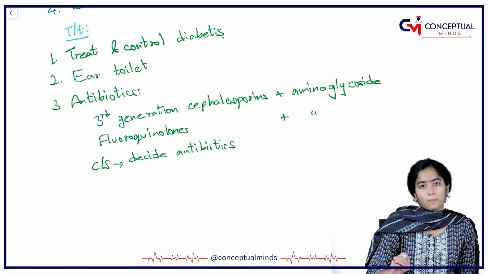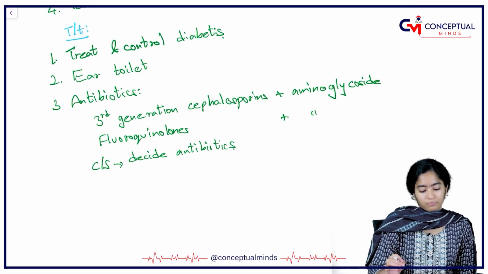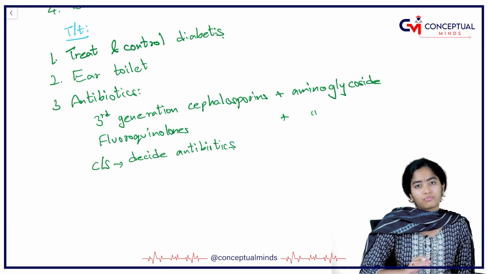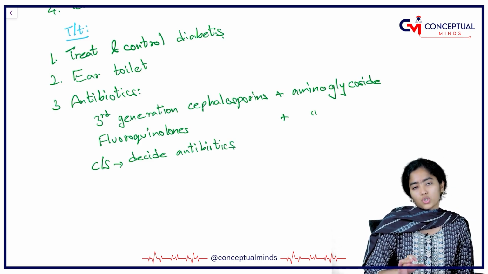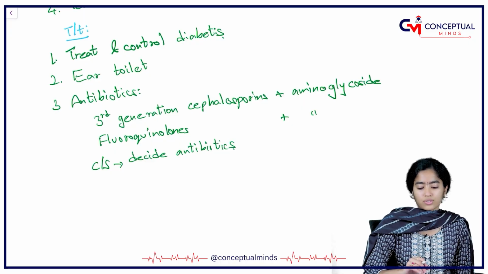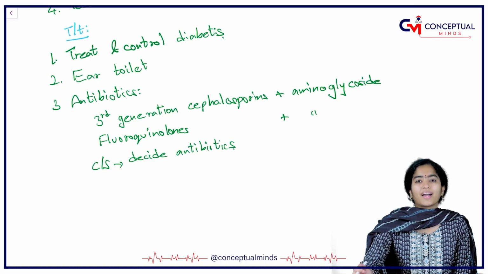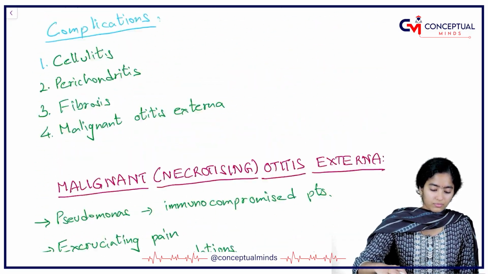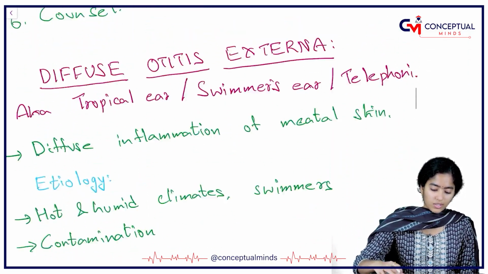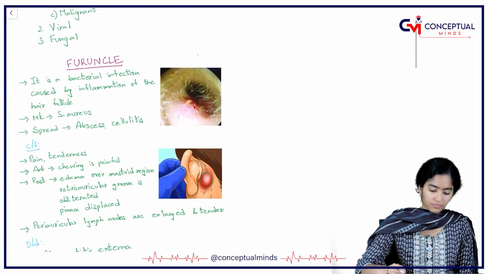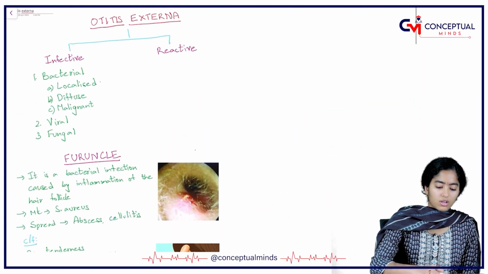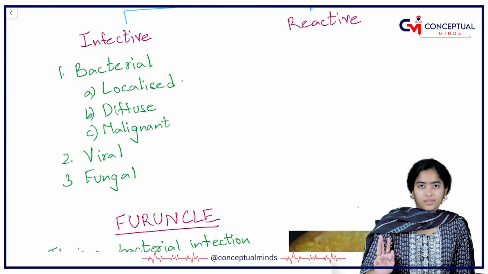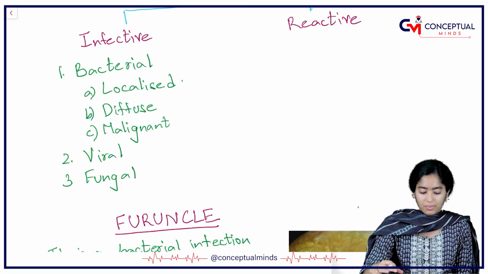So this is about malignant otitis externa, which is actually a complicated condition. It can occur as a complication of diffuse otitis externa, but it's usually seen in immunocompromised individuals. So with this, we complete all the bacterial infections. Let me quickly recap them and summarize. So under infective heading, we have bacterial. In bacterial, we have three varieties again: localized, diffuse and malignant.